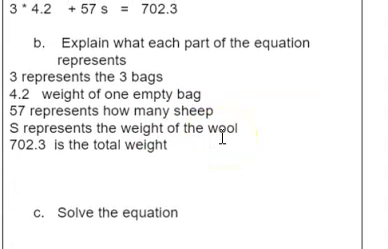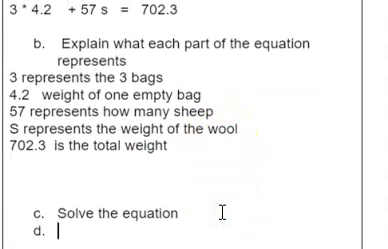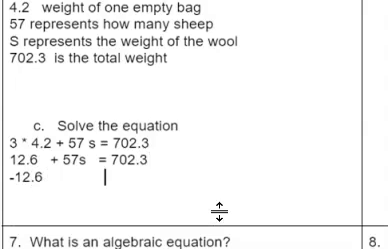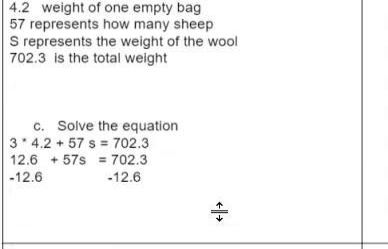Okay, now to solve it, we take 3 times 4.2, and that star means times, plus 57S is equal to 702.3. So the first step you're going to do is multiply the 3 times 4.2 together. So the 3 times 4.2 is 12.6, plus 57S is 702.3, minus the 12.6 from both sides. 12.6 minus 12.6 is 0, so that is why it cancels out. So then you have 702.3 minus 12.6, you get 689.7.